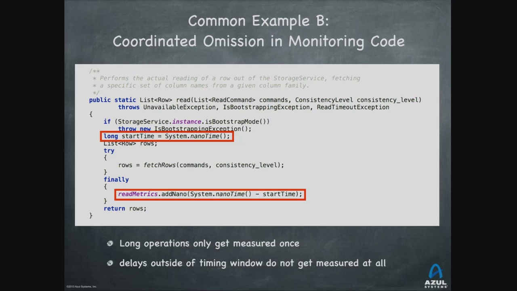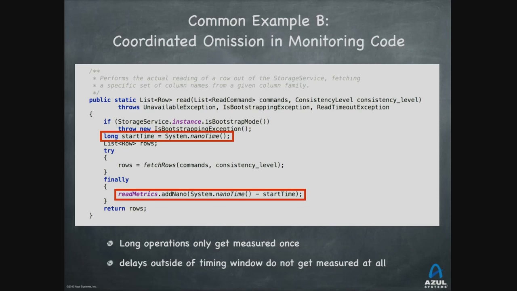It has two problems. The first one is, if you get stuck during that operation, it's one long operation, it'll show one long operation, but it won't show that there are 10,000 other operations waiting to get into this time window. And when you do come in, they all look really happy, right? Because they're fast. If I stop the system, Control Z it, I'll only see one bad result.